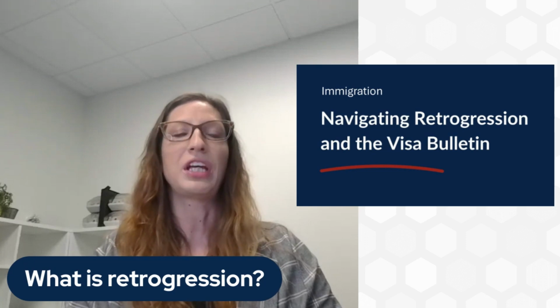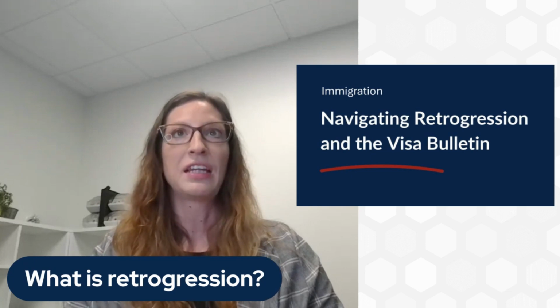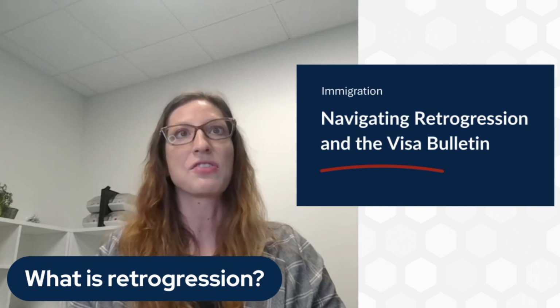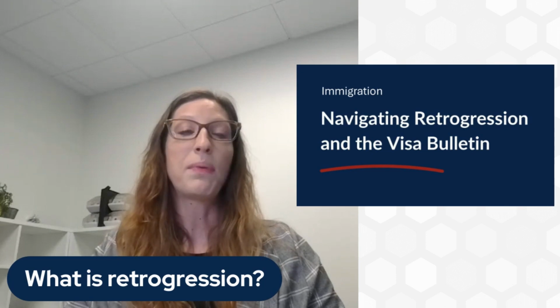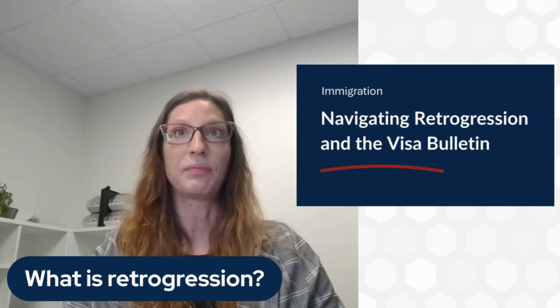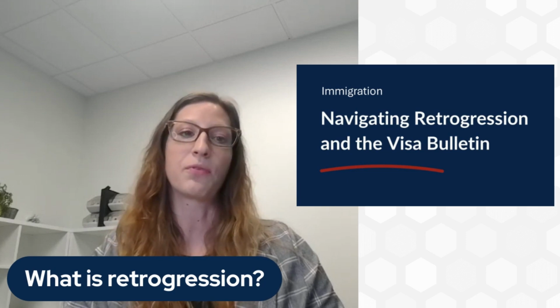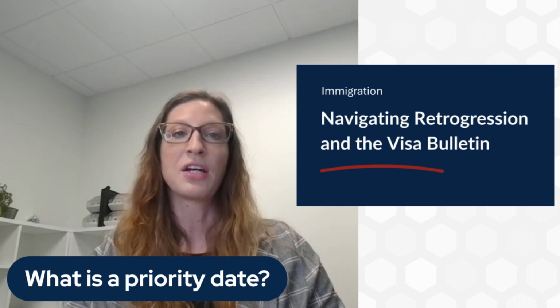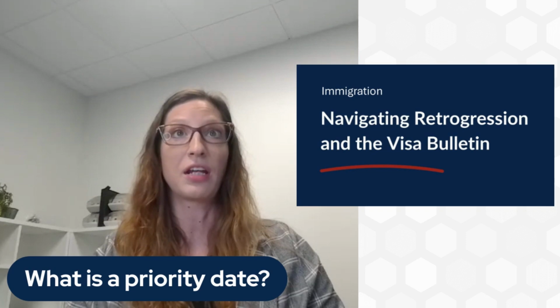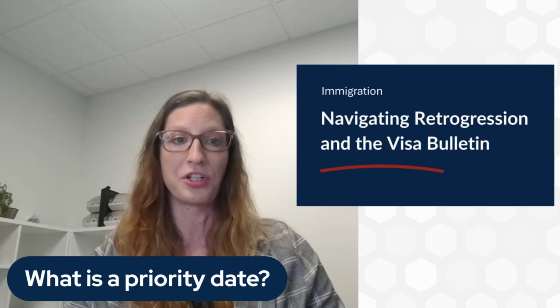And so how do you know if you're retrogressed? This is going to be determined by a few factors, including visa category, like I said, and your country of birth. And the big one is your priority date. A priority date is your place in line, essentially, for the immigrant visa. It's determined by the date that USCIS receives your I-140 immigrant petition, and the ETA 9089, that for our registered nurses.